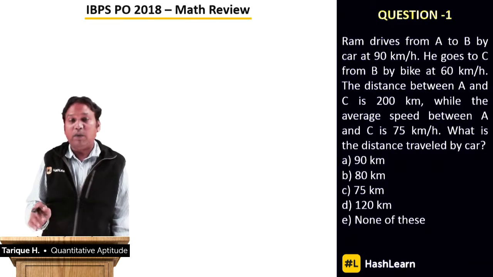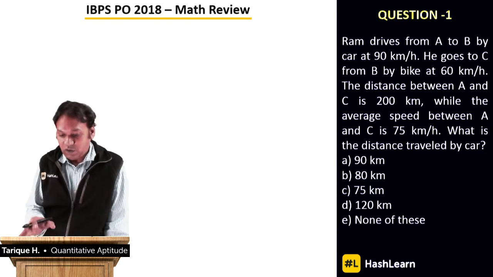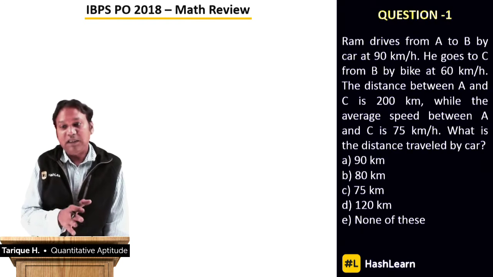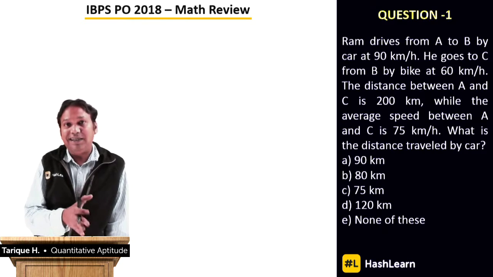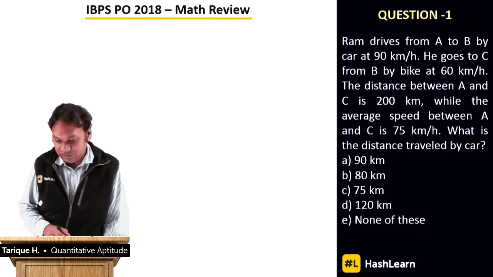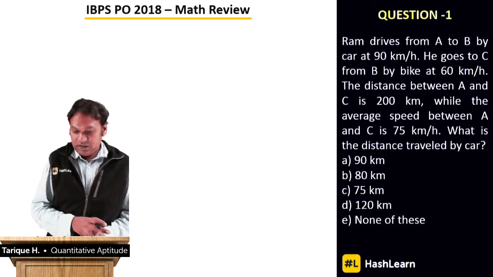The question number one that you see on the screen is from the speed, time and distance topic. If you look at the last 5 to 6 years, you'll see a gradual increase in the difficulty level of questions from the arithmetic section of the examination. And look at this question here.